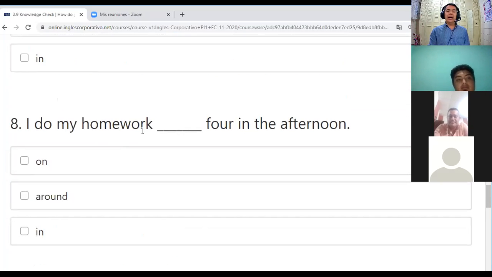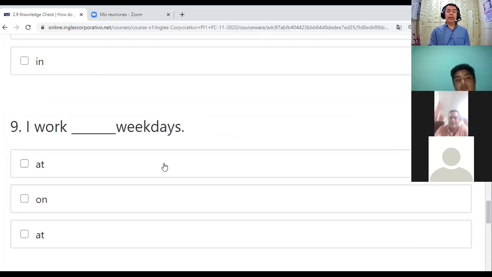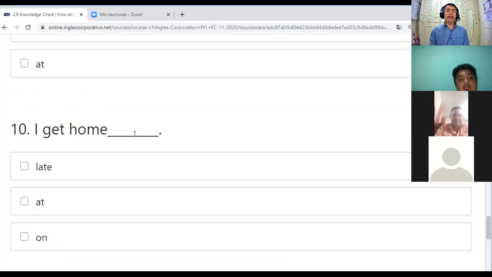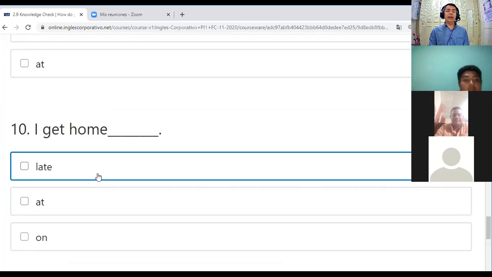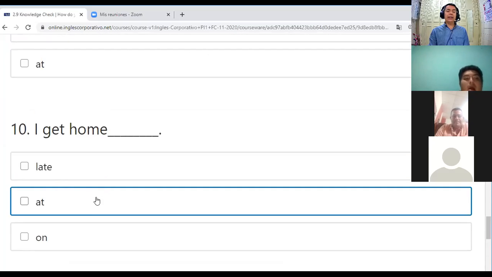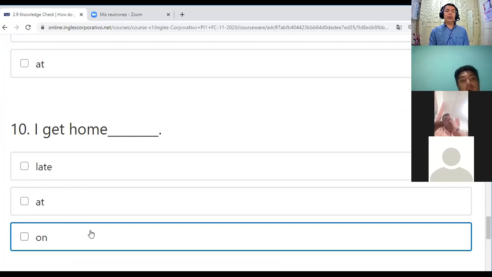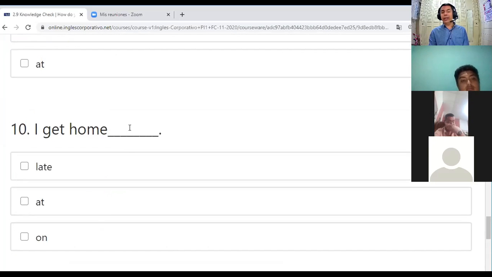Number eight, I do my homework for, it says in the afternoon, but don't pay attention in the afternoon. The correct is for, exactly time, right? And number nine, it says weekdays, portions of the week, in or on or at. What is the correct? And finally, number 10. I get home late. I get home at. Or I get home on. Este ya es un poquito más de lógica, ¿verdad?